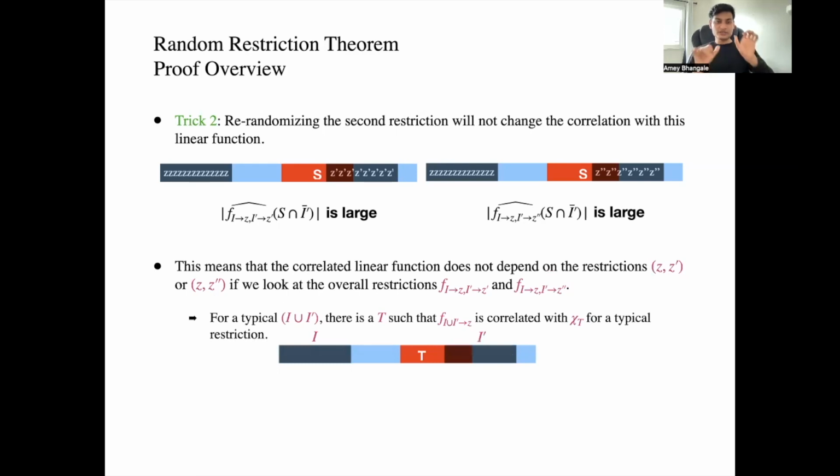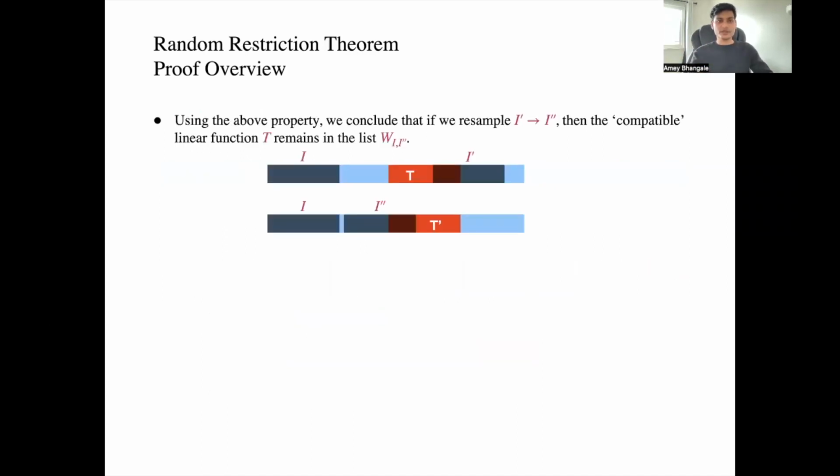Which means that for a typical subset I and I prime, there is a subset T such that this restricted function is correlated to the character chi T. So let W of I, I prime be the set of all such linear functions. Again, we are mapping linear functions to a subset of the coordinates. Using the above property, we can also conclude that if we resample the second set of restrictions, which is the second subset, then the compatible linear function T remains in the set W of I, I double prime.